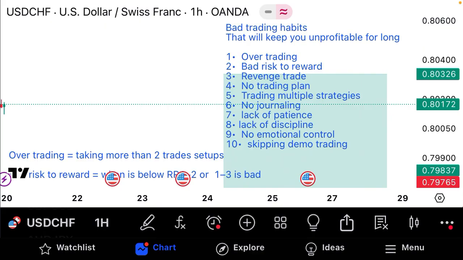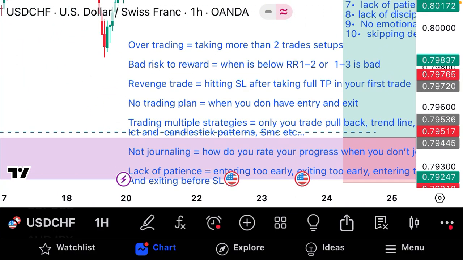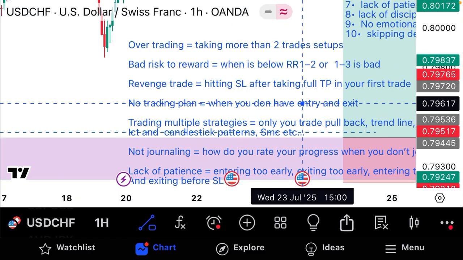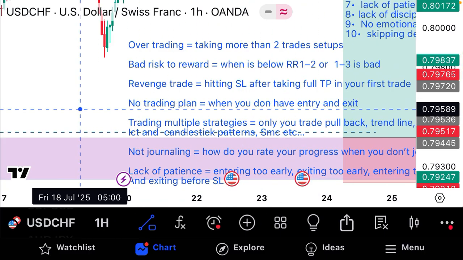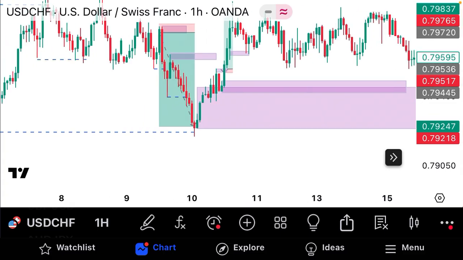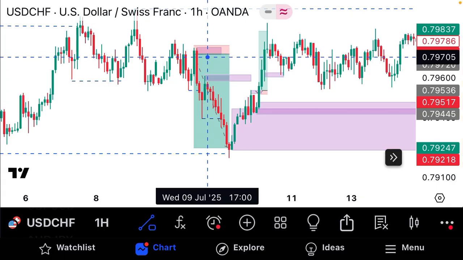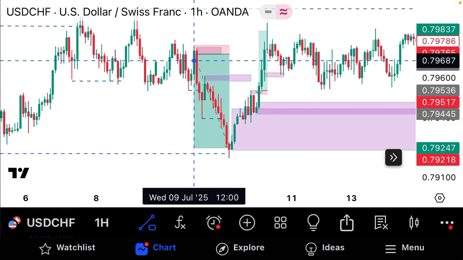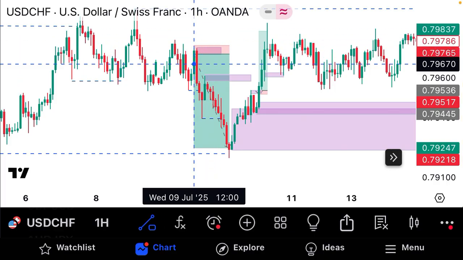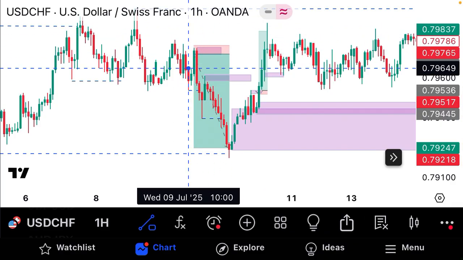the fourth bad habit is having no trading plan. No trading plan here equals when you don't have entry and exit plans. You understand? That's, to me, having no trading plan, because for example, if you are entering this trade, you should know that once price takes you out from this level, it's okay, let me see the reaction of the market before I enter again.